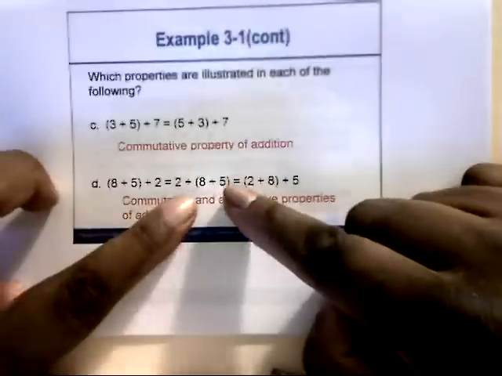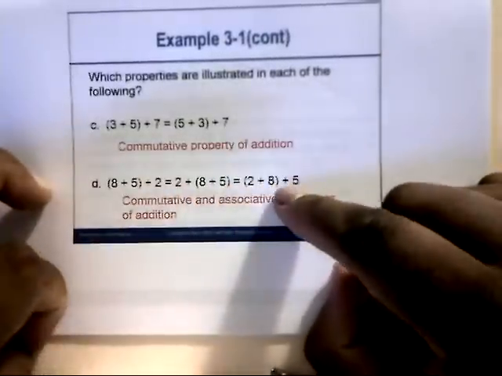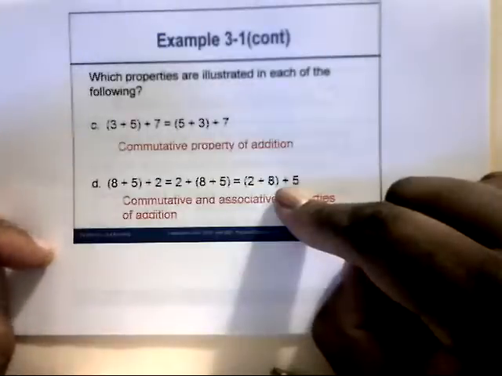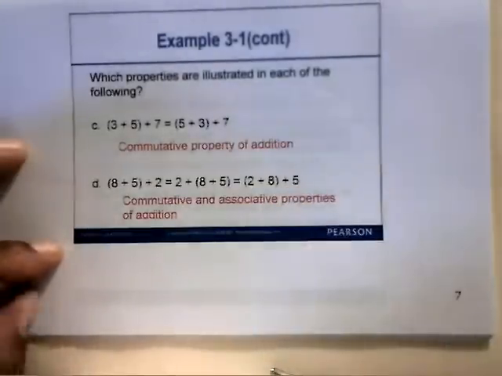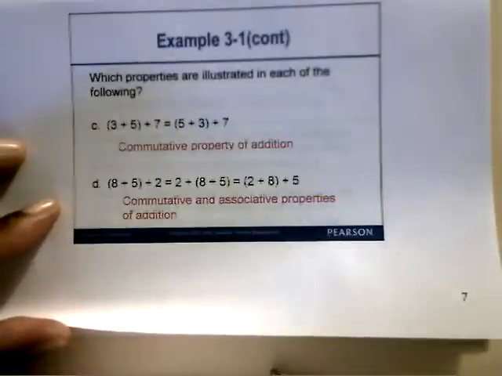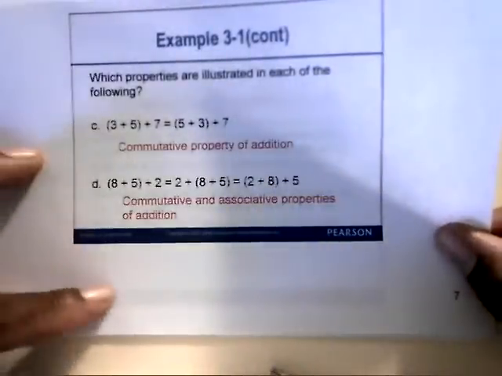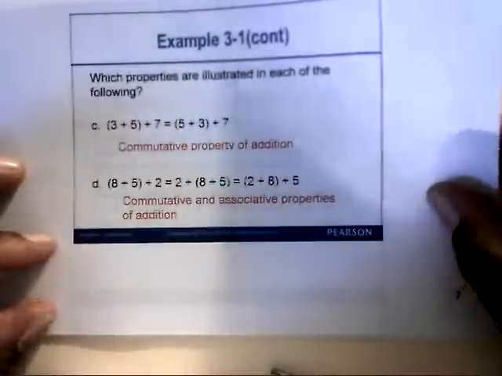And then later, we did the grouping of 2 plus 8, and then add 5 to it. So you have the commutative and the associative properties used in this example.